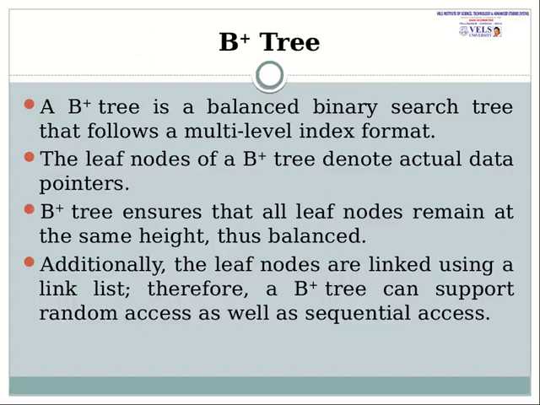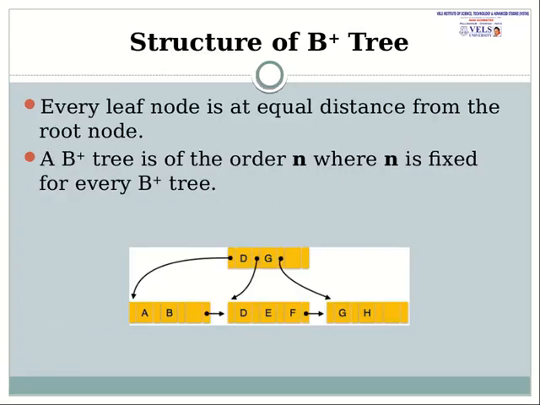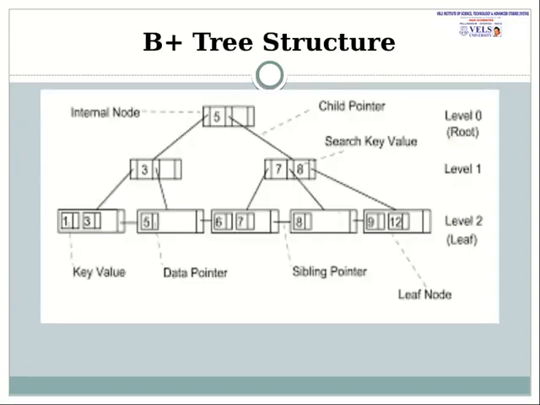Additionally, the leaf nodes are linked using a linked list, so the B plus tree can support random access as well as the sequential access method. Every leaf node is at an equal distance from the root node, and n is fixed for the B plus tree. For example, here D, G for 3 index values, 3 data elements. In this, the 3 data elements point to 3 different leaf nodes. This is the basic structure of a B plus tree.